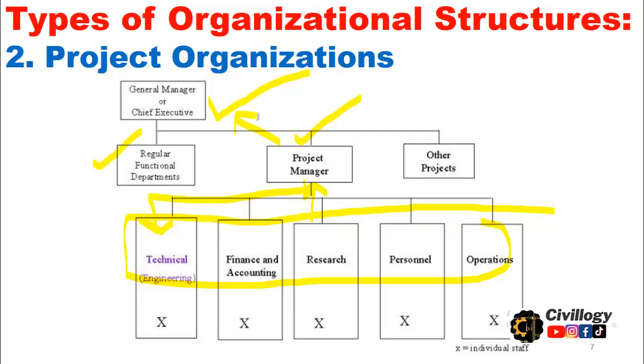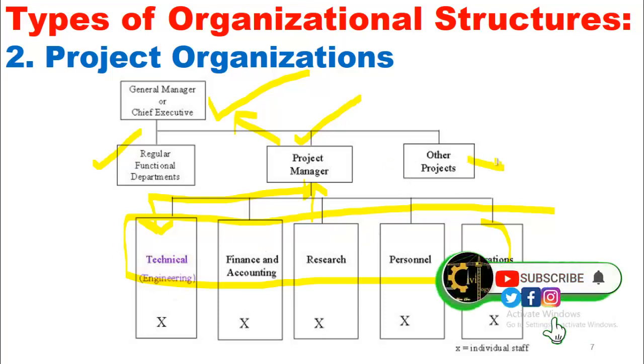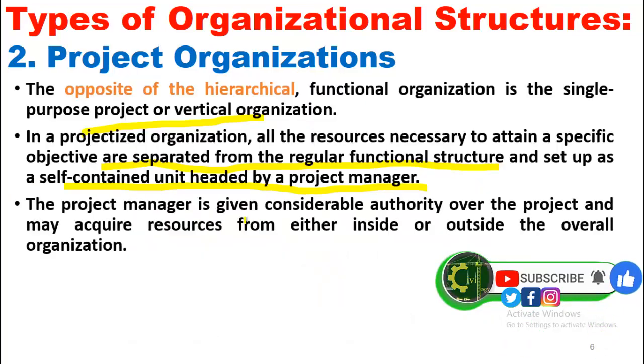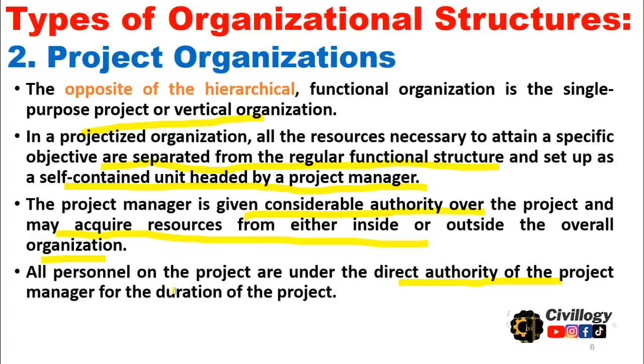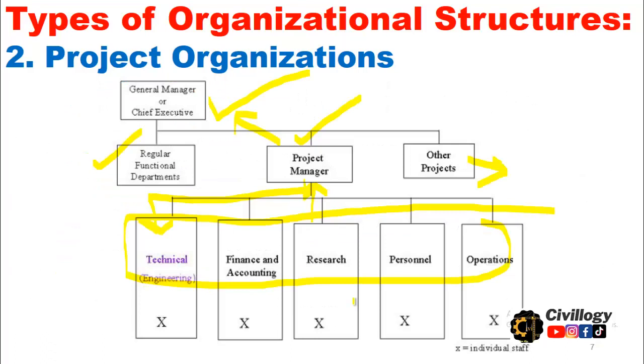If the company attains or is able to get another project, it will hire another project manager, and the same functional units will be deployed under that project manager. I hope you understand. Okay, so the project manager is given considerable authority over the project and may acquire resources from either inside or outside of the overall organization. All personnel on the project are under the direct authority of the project manager for the duration of the project, as I explained in this chart to you.